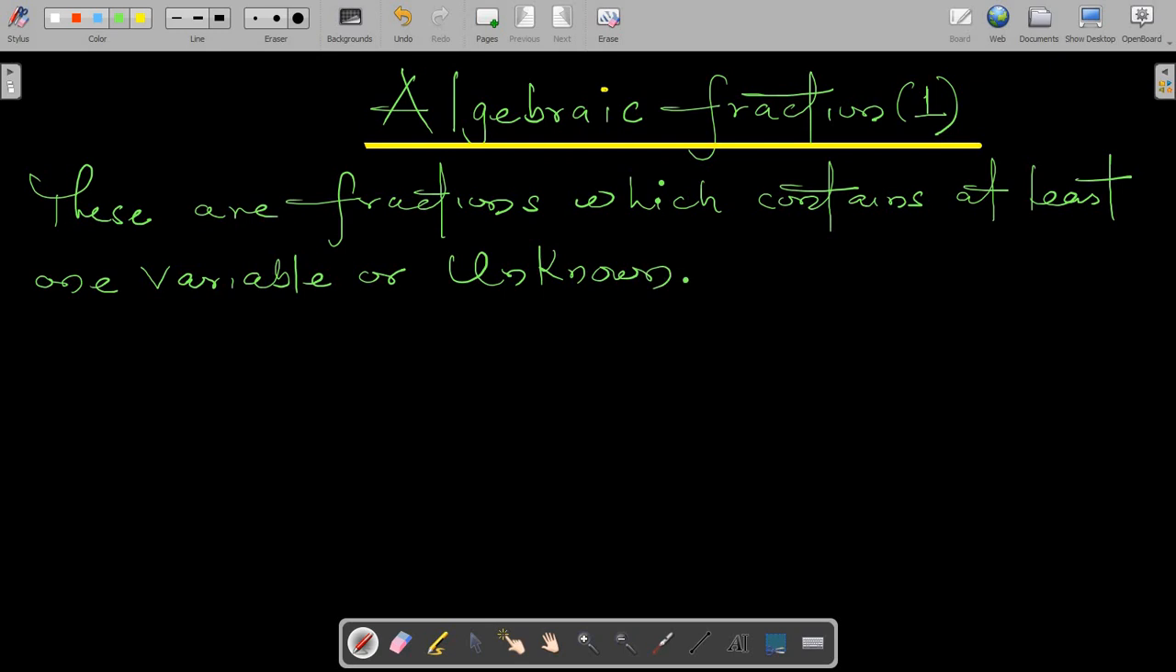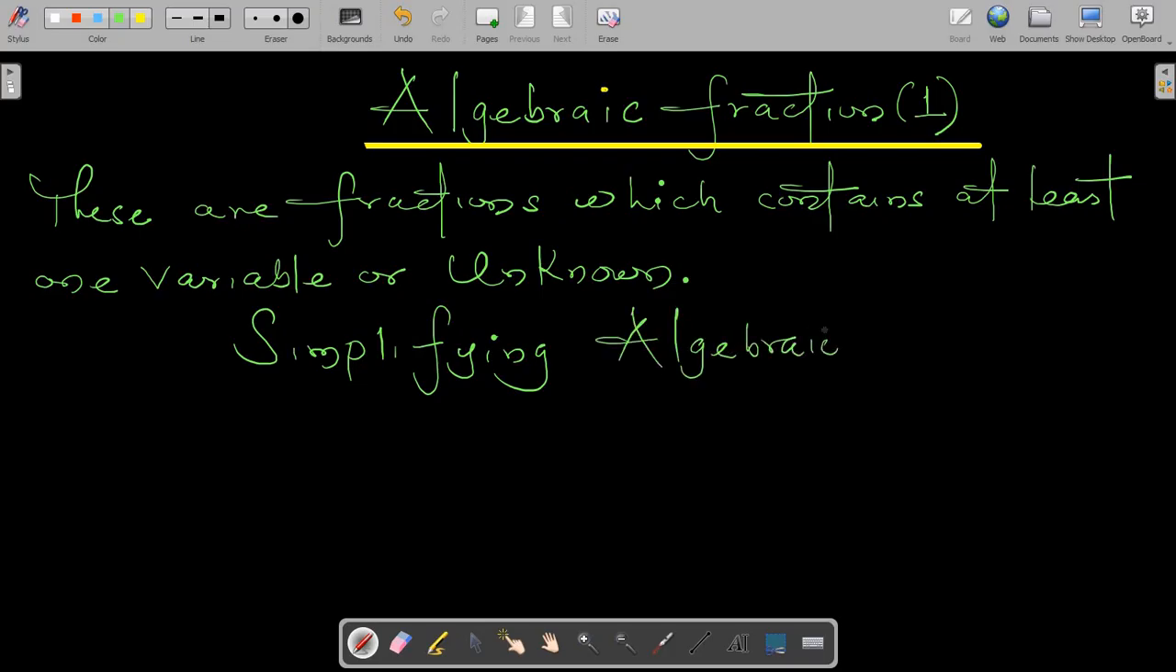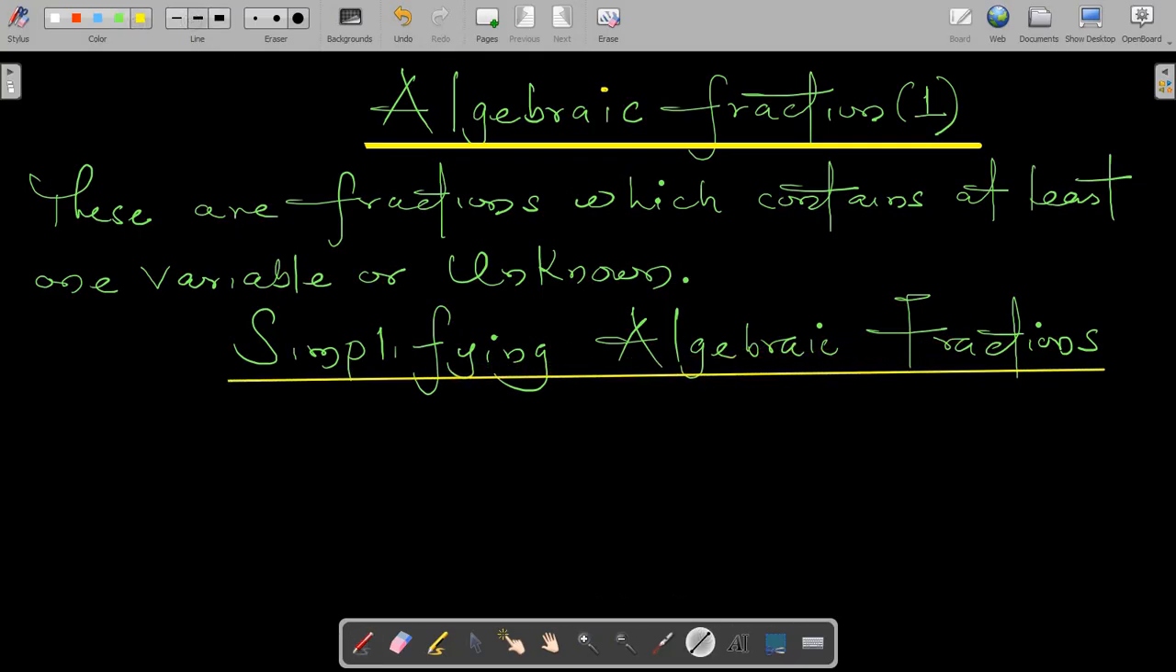So without wasting much of our time, let's move on to simplifying algebraic fractions. So we take it from the simplest. Okay, so let's try and simplify algebraic fractions. Let's say, for example, we are asked to simplify.